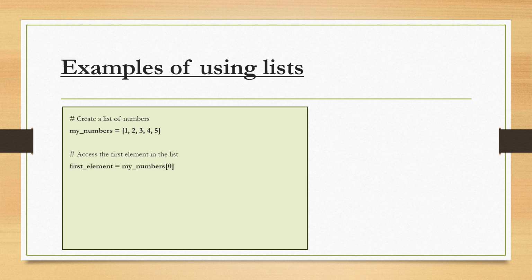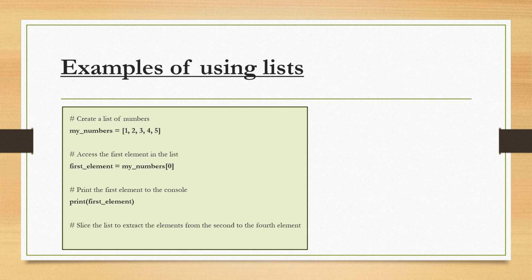When we have to access the first element from the list, then we use my numbers, and in square brackets we are providing 0 because index 0 is the first element of the list, and we are storing the value of that first element in the first element variable. Now we have to print the first element to the console, then we use print first element. So this is a very simple program.